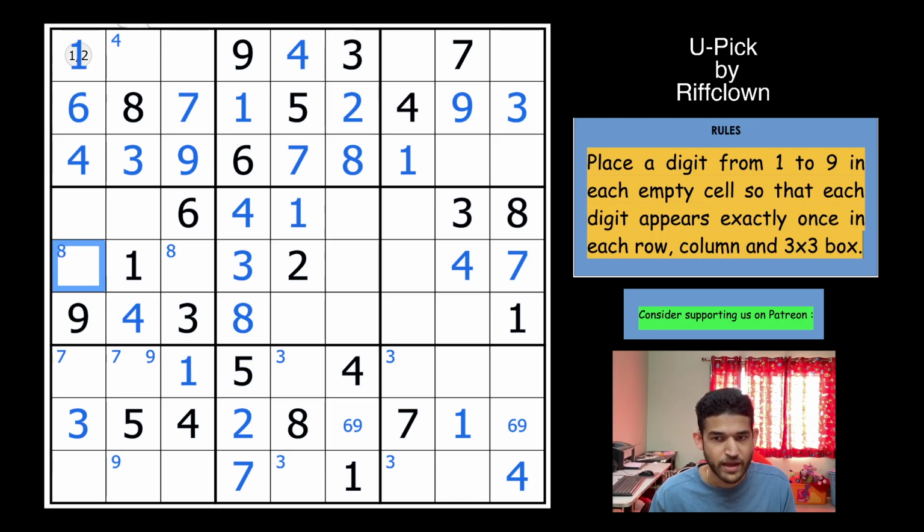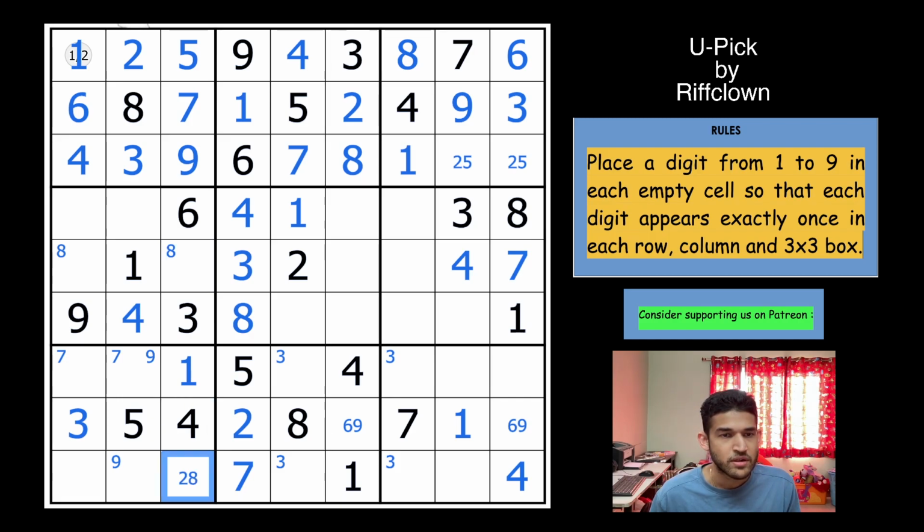This is a 2-5 pair for row 3. And box 1 can be completed. No 8, so that's 8. And that's 6. And this will be a 2-5 pair, which can be finished because of this 5. That's a 5 and that's a 2. This will be a 2-8 pair for column 3. That's also finished. So that's 8, that's 2.